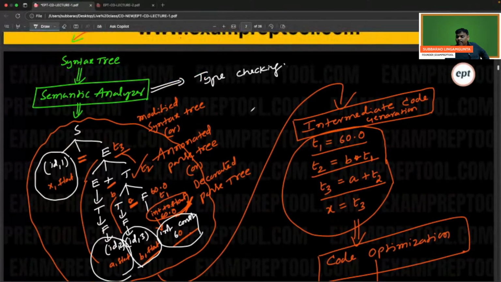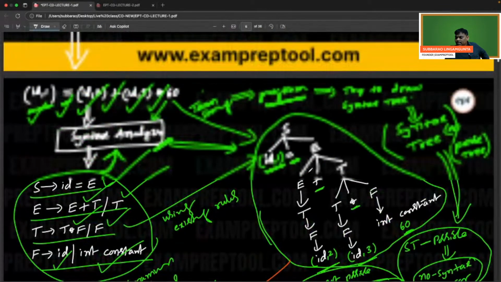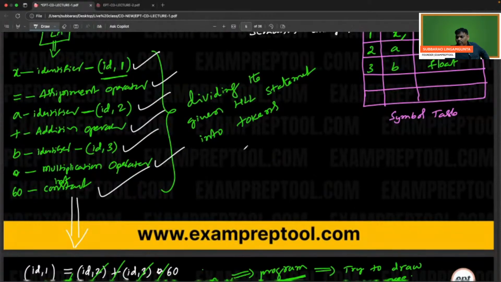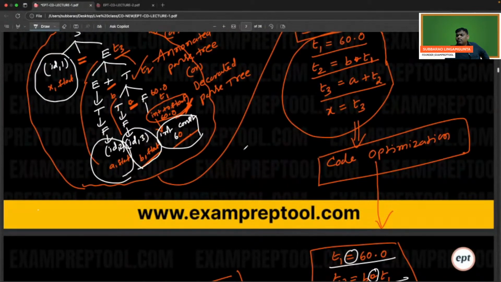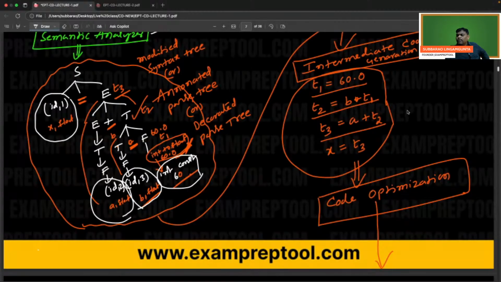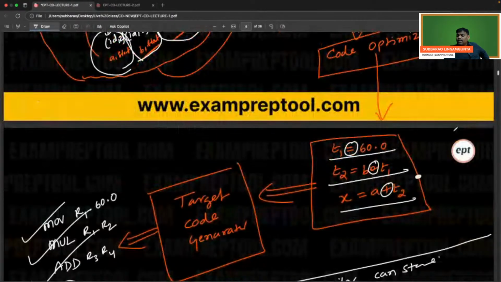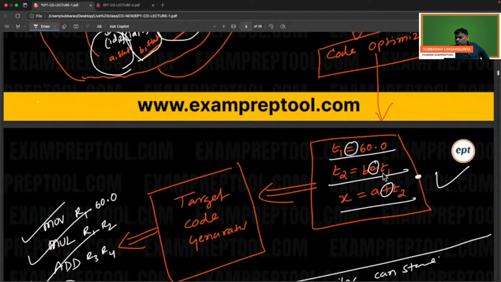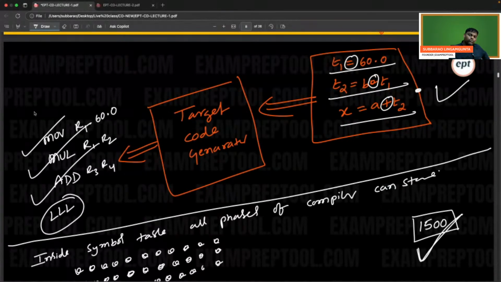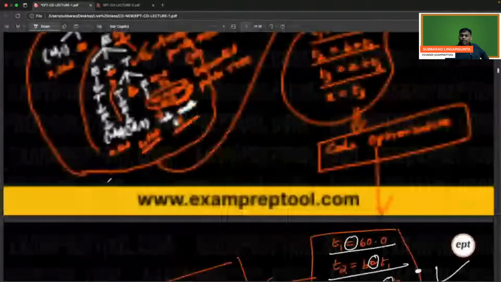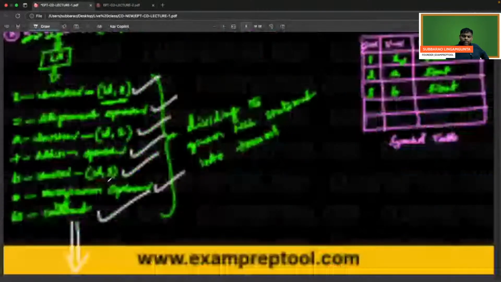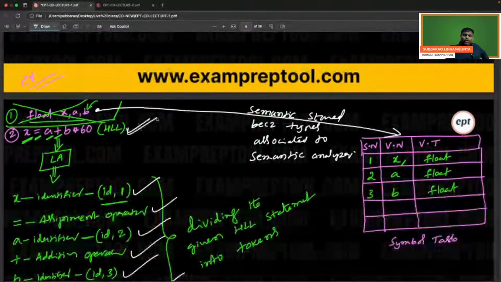Remember, semantic analyzer: type checking. Syntax analyzer: syntax checking. Lexical analyzer: tokens. The last 3 phases are very simple. Intermediate code generation, then if any chance is there, optimize. Convert this code into target code using target keywords. By seeing the star operator, mul is the keyword. By seeing the plus operator, add is the keyword. By seeing the assignment operator, move is the keyword. So by using keywords, convert it. This is a high-level language statement; convert it into low level.